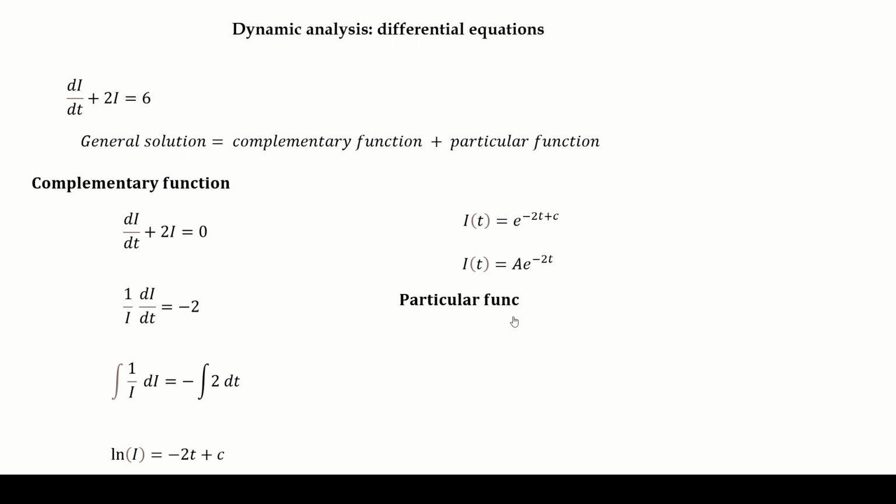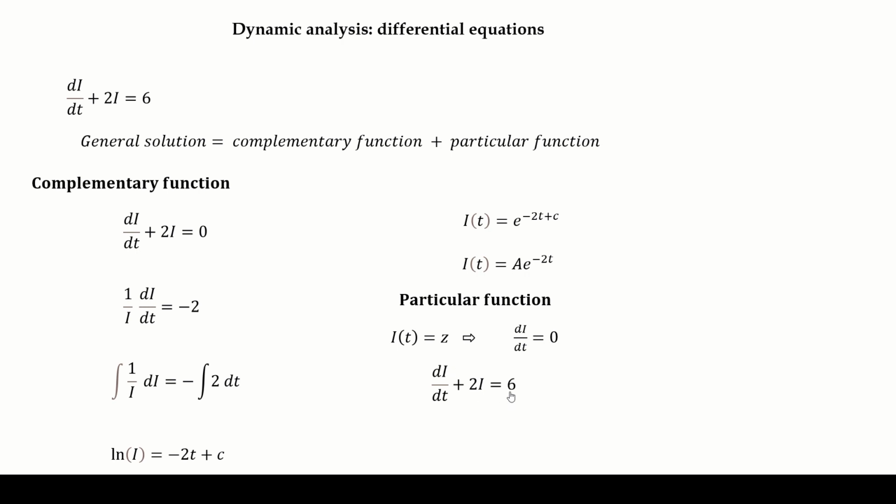And now we are focusing on the particular solution or the particular function of this differential equation. Since the particular solution is the value which the variable reaches in the long run, it means the variable would stop changing at that time, which means this differential would be equal to 0. Say I is equal to z, then dI over dt would be equal to 0. Over here, z is just a constant that we're assuming.